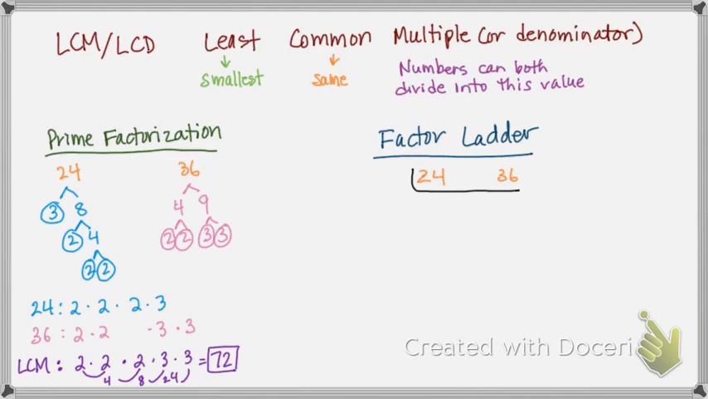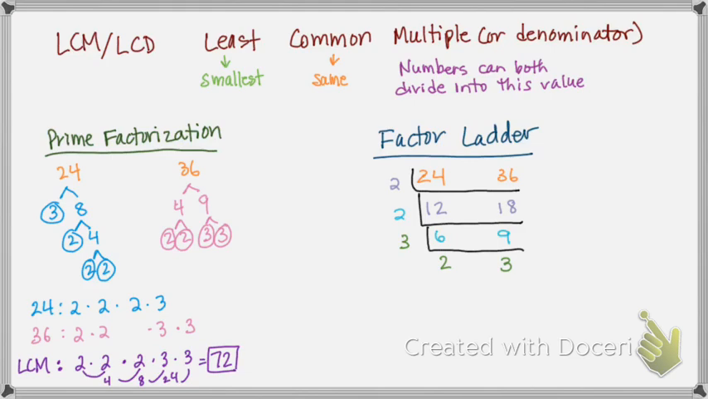So I'm going to try a 2. 2 goes into 24 12 times. 2 goes into 36 18 times. Those numbers are still even, so I'm bringing in a different rung. 2 goes into 12 6 times, and 2 goes into 18 9 times. I'm going to put in a different rung. 3 can go into both numbers. 3 goes into 6 twice, and 3 goes into 9 3 times.